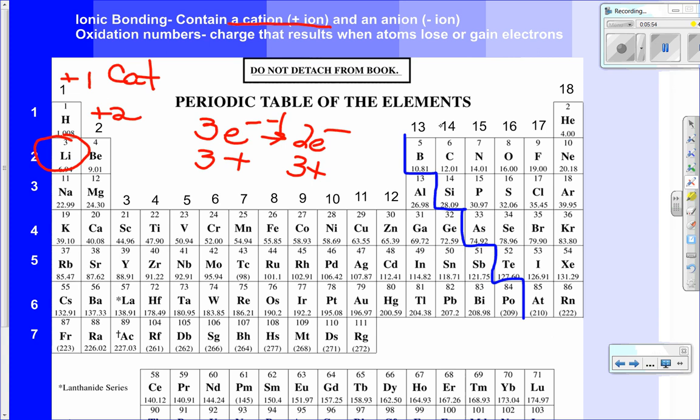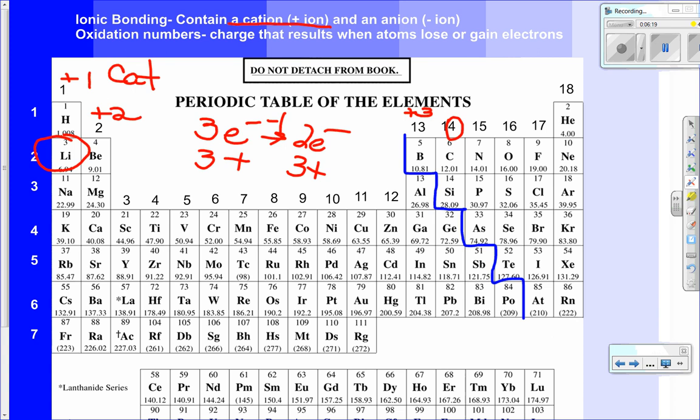So if we look at group 13, notice group 13 is going to be a +3. And notice 3. That's how many valence electrons there are. So it's going to want to lose those valence electrons. 1 valence, 2 valence, 3 valence electrons. Valence means outer shell. Group 14 has 4 valence electrons.